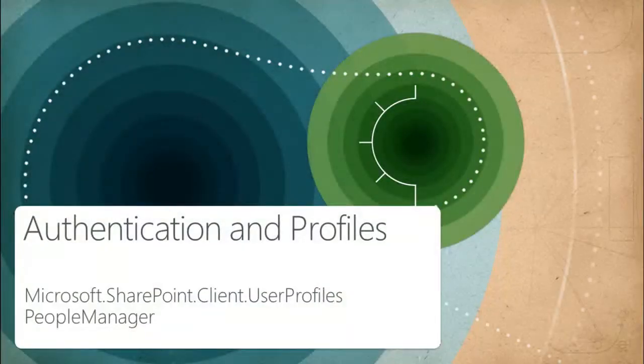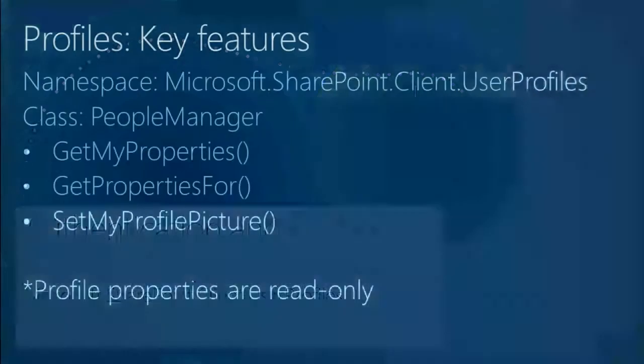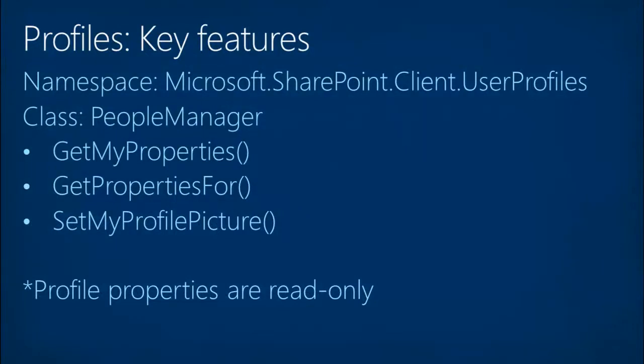Great. So a few things. I think the key features that I want you to get out of the profile section is you want to use the People Manager namespace to get profile properties. The key functions you're probably going to be using are getMyProperties, getProperties4, and setMyProfilePicture. A really important side note is that, with the exception of profile picture, we don't provide functionality to actually change profile properties using our client object model. You can only receive them.